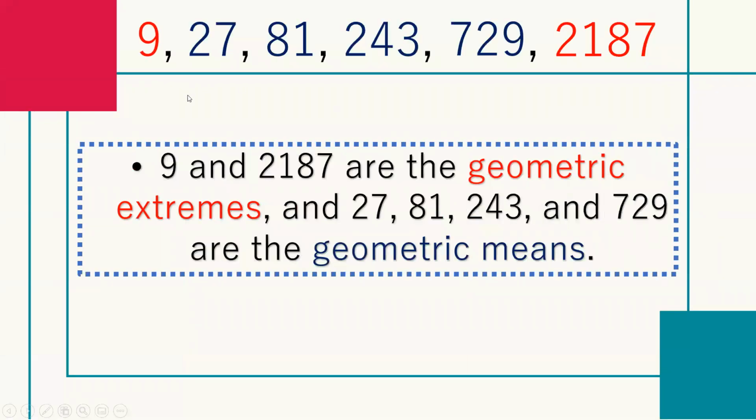Alright? So, for example, we have here 9, 27, 81, 243, 729, and 2,187. So, dito sa geometric sequence na ito, yung 9 and 2,187 or yung first and last term are what we call the geometric extremes. Alright? And yung nasa gitna nila, yung apat na terms, which are the 27, 81, 243, and 729, ito yung tinatawag nating geometric means. Kasi nga nasa gitna sila ng dalawang terms or the first and last terms.